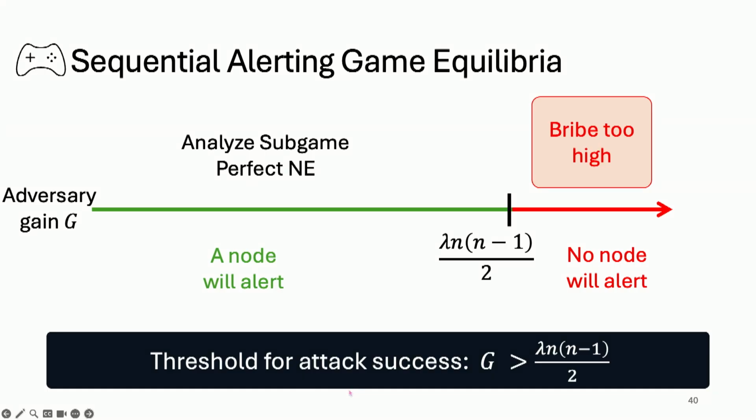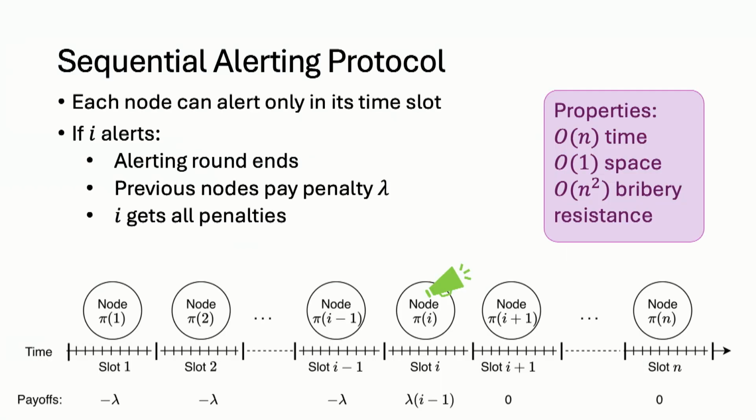So the threshold for attack success for this game is if G is larger than lambda n times n minus 1 divided by 2, which is, again, quadratic in the number of nodes, but half of what we got in the previous game. Now, unlike the other game, implementing this one does not require any additional assumptions. Just the regular synchronous network is enough. And actually, the description that I gave you is already the way to implement it.